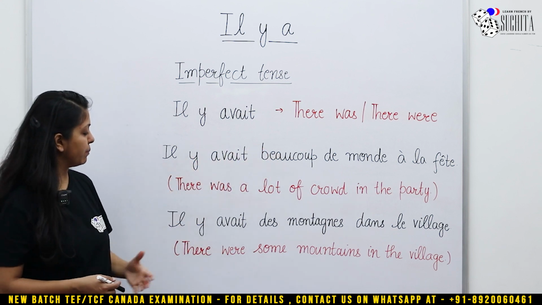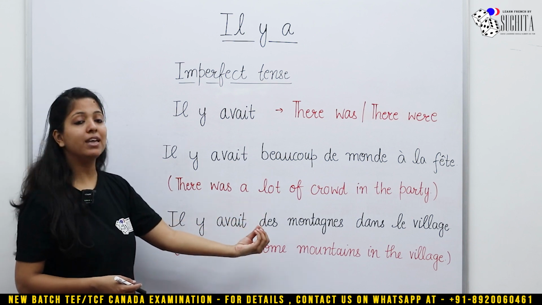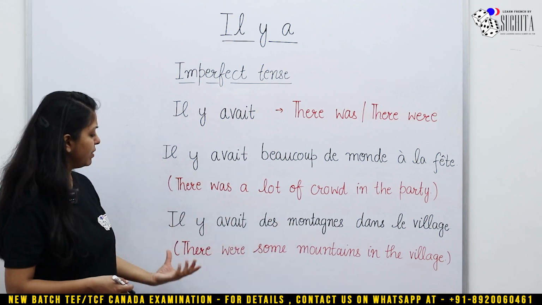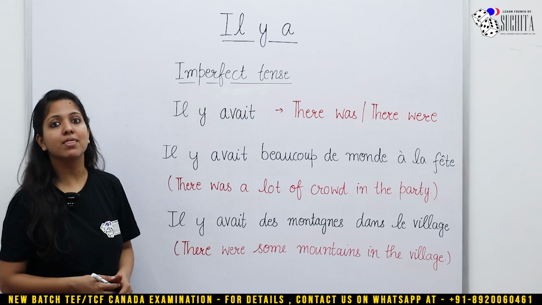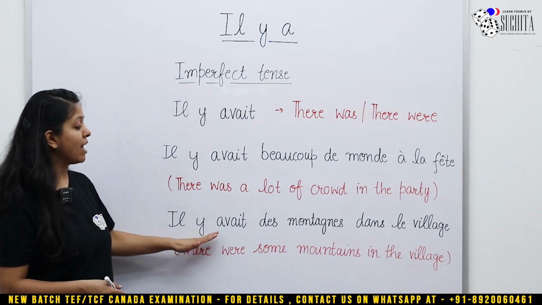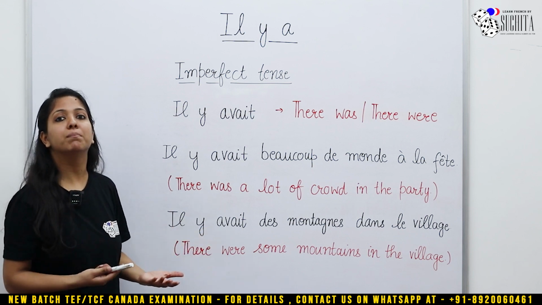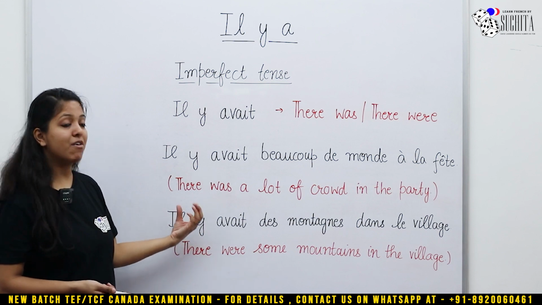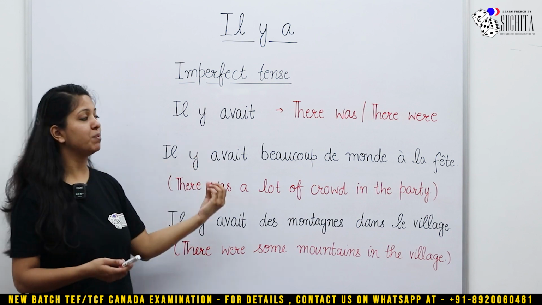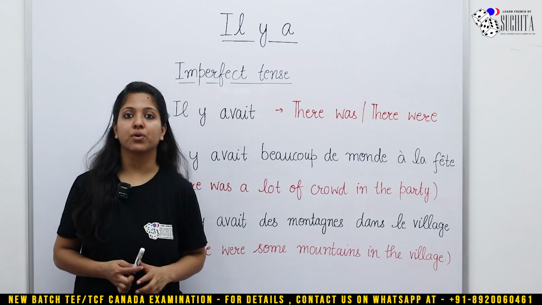So, il y avait beaucoup de monde à la fête. Let's look at one more example. Il y avait des montagnes dans le village. That means there were some mountains in the village. So, il y avait. Here also you are describing the background. So, you say il y avait, which means there was or there were.